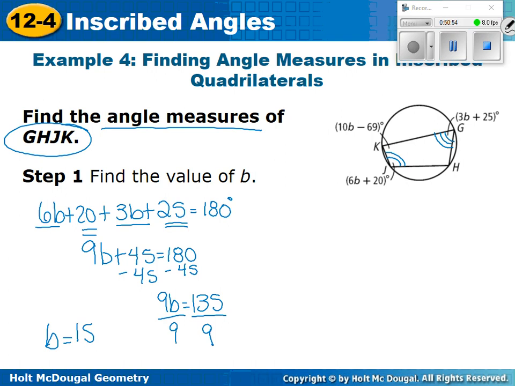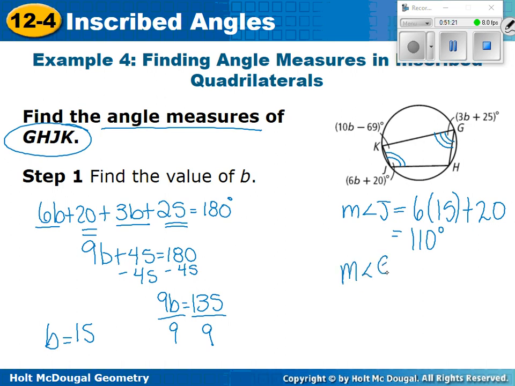So let's start with angle J. Make sure you use correct notation. Measure of angle J equals 6 times 15 plus 20. What is 6 times 15 plus 20? 110? Okay, 110 degrees. I could substitute in 15 up here for angle G, or what do I already know about angle G and J? They're supplementary. So what does angle G have to be so that this becomes supplementary to 110? 70 degrees.